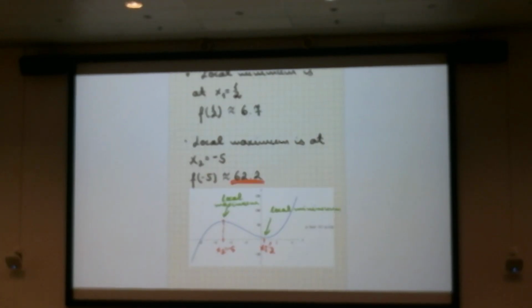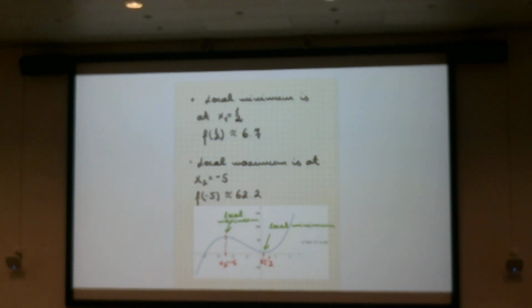And now we know these values. Around here we have approximately 62.2, and around here approximately 6.7. So these are the approximate values of local maximum and local minimum. All right, so this was strictly by following the recipe: finding the derivative, finding critical points, classifying by using the second derivative. Clearly, when the second derivative is negative, that's concave; when the second derivative is positive, that's convex. So what about global maximum and global minimum?